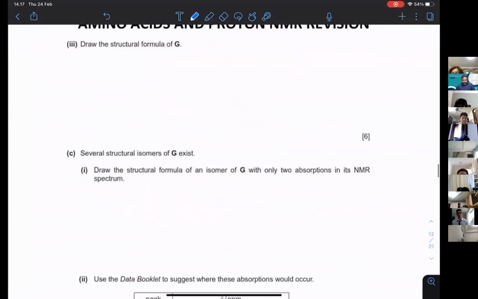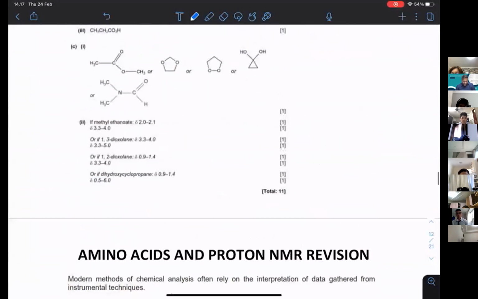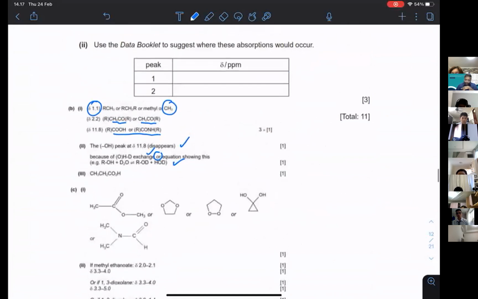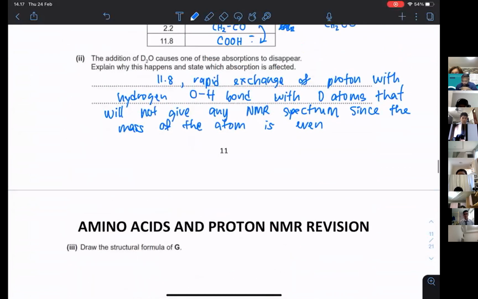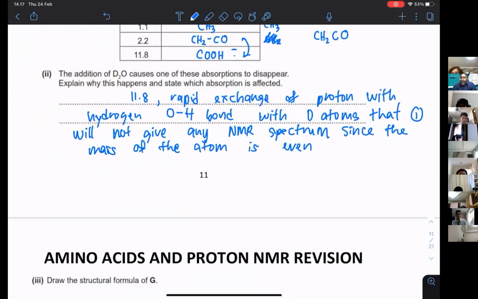If you look at the answer that is given to you, they didn't give the equation. It disappears because of rapid exchange. I think there is no need to show the equation. As long as you say there is a rapid exchange, there is no mark for the even number and so on, which I can understand because it's 1 mark. If they give you 2 marks, then you must mention the even number. So just take note of that.